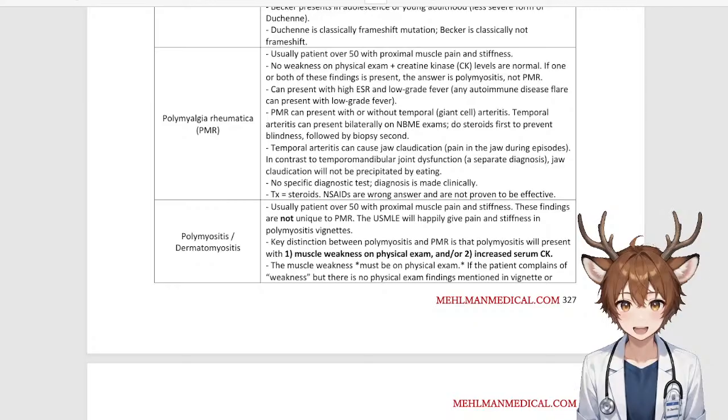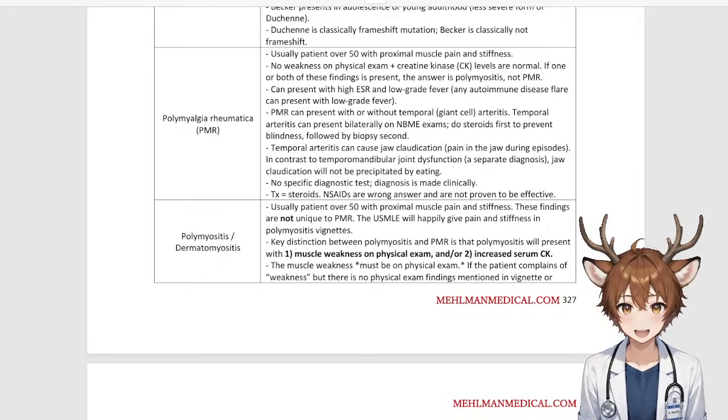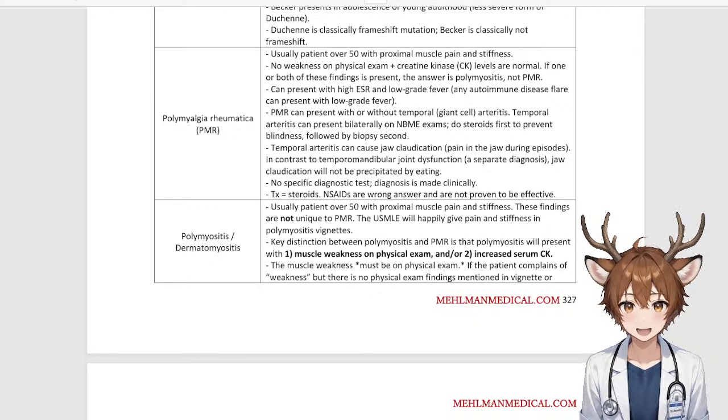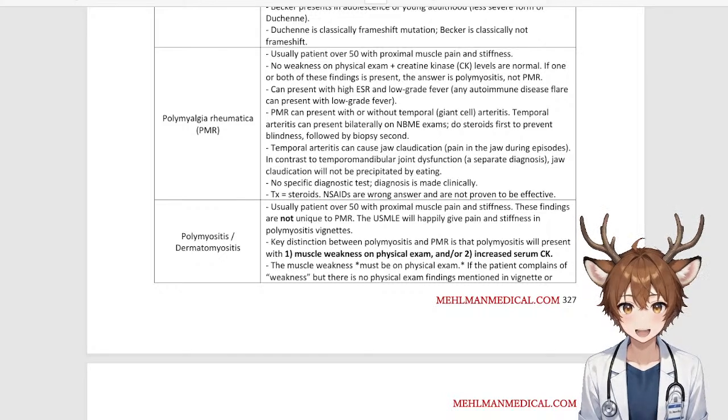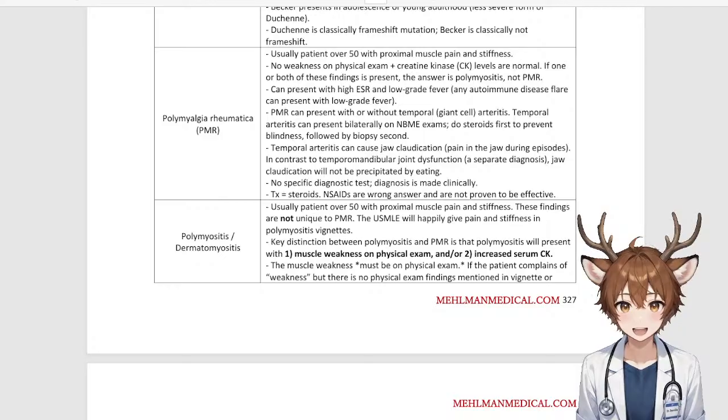No specific diagnostic test. Diagnosis is made clinically. The treatment for PMR, polymyalgia rheumatica, would be steroids. NSAIDs are the wrong answer and are not proven to be effective. Go for steroids for PMR.